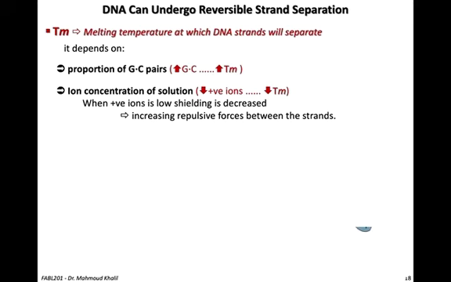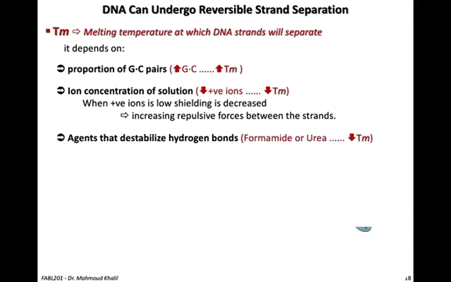Why is that? When positive ion is low, shielding is decreased. So this will increase the repulsive force between the strands. Of course, as I told you in the last slide, both strands have a negative charge. So when you have positive ions in the solution, they will not be enough to neutralize the negative charge. When they are very low in the solution, both strands still have a huge negative charge, and this will increase the repulsion.